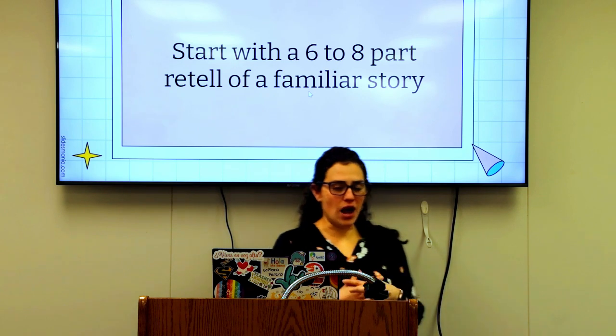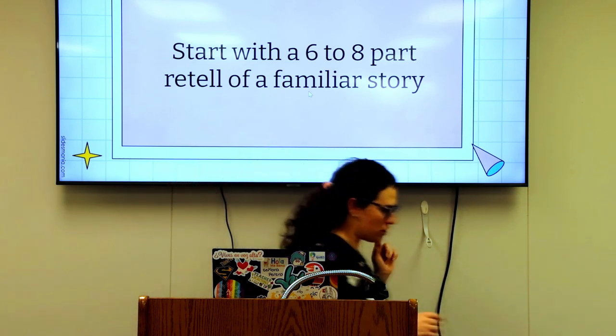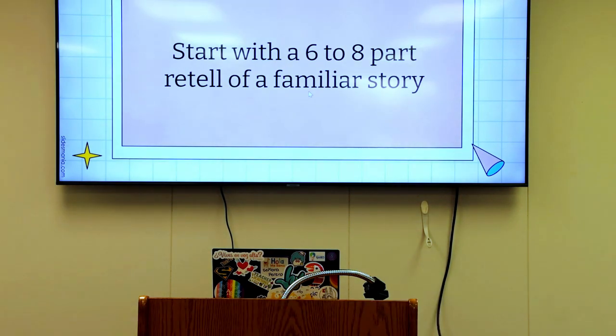So, you first start with a 6 to 8 part retell of a familiar story. So what we're going to do is, I'm actually on this board. Normally I would put 6 pieces of paper up. I wouldn't number them. But if I need more, then I can get up to 8. So I have 5 and then 6. And so I will start asking the class. So this is just setting it up.